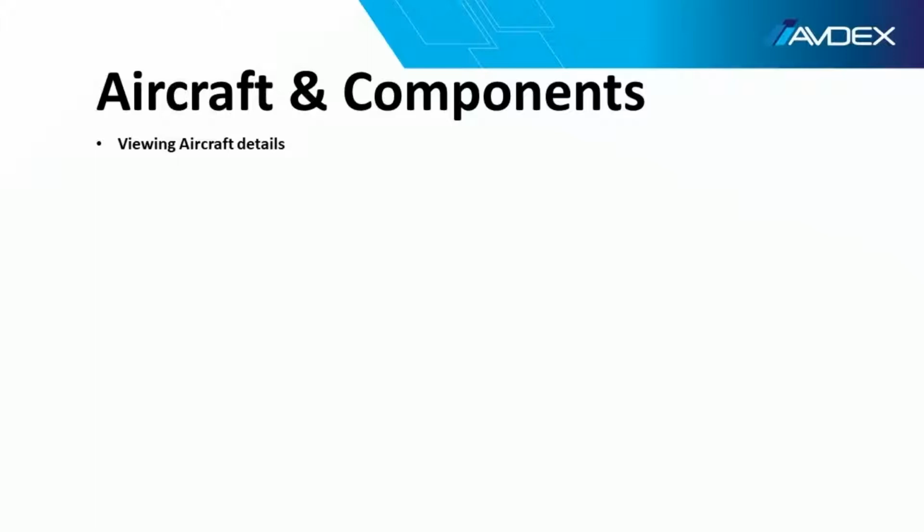Components, such as engines or propellers, may be moved between aircraft or moved to store via the store function. This is done from the aircraft page. Please note that there are access restrictions on this page. Not all users will be able to perform all these tasks.